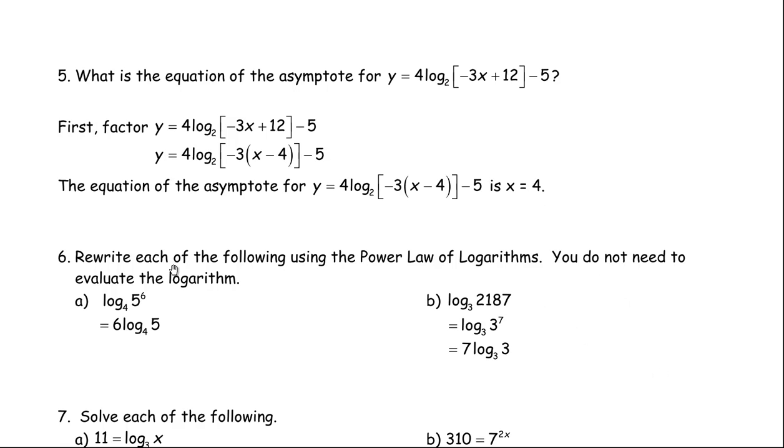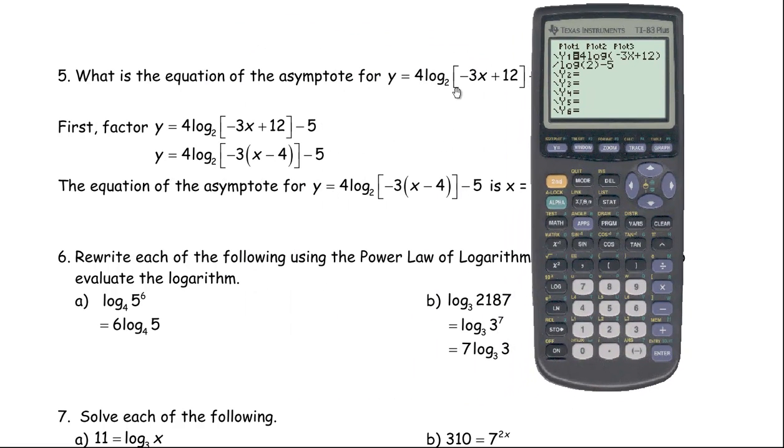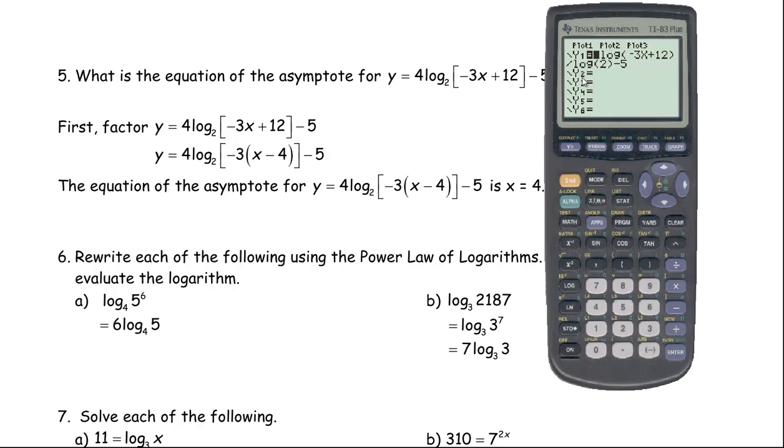So I paused the video for a moment just to type that equation in. I just wanted to show you what the graph looked like. And again, it's base 2, not base 10. So I would type in 4 log and in brackets, now I could have put the -3 brackets x minus 4 or -3x plus 12, it wouldn't matter. But I have to divide that by the log of 2 because it's a base 2. And then, of course, the minus 5 in the end.